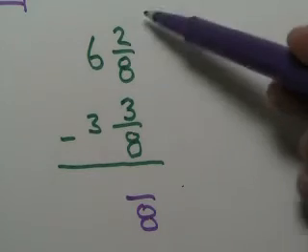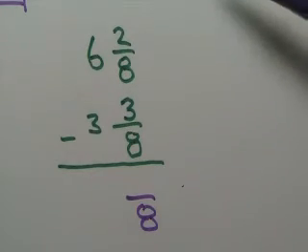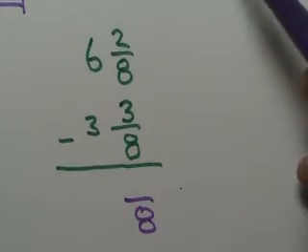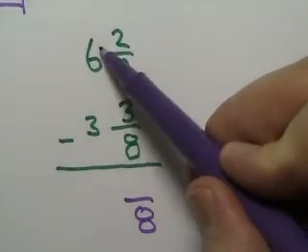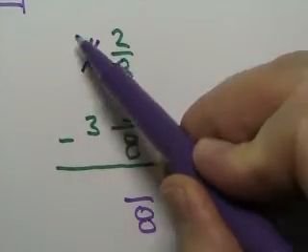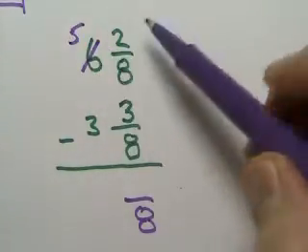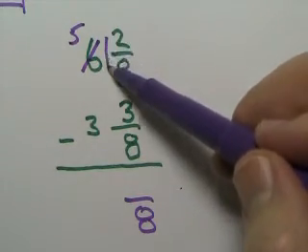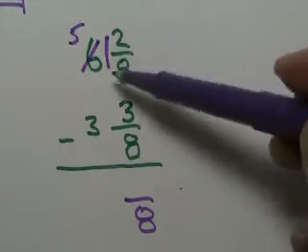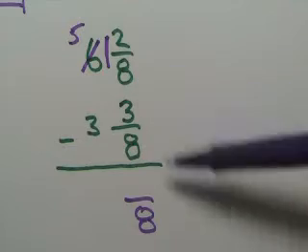So I'm going to have to borrow. And this gets a little tricky. But I'm going to borrow from here. So I'm going to have to borrow from the 6. So the 6 becomes a 5. And I'm borrowing 1. So now this is 1 and 2/8.